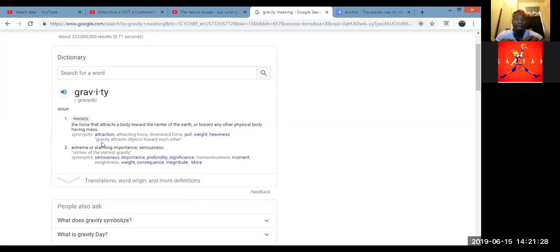So then we have attracting force, downward force. This is what I want to hear. Downward force, pull, weight, heaviness, stuff like that. And after, let's say, gravity holds down the entire ocean, right?